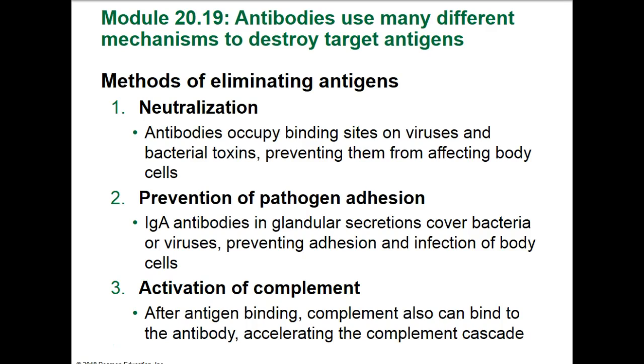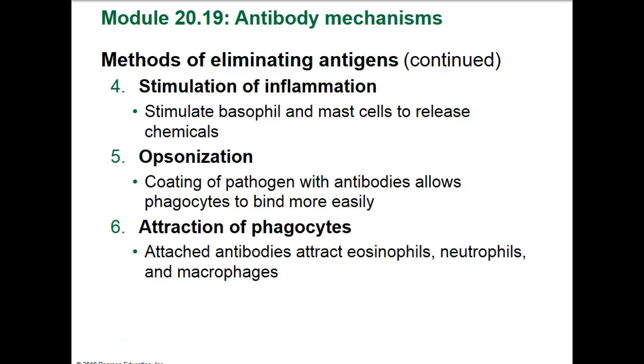Two, prevention of pathogen adhesion. IgA antibodies in glandular secretions cover the bacteria and viruses and prevent any adhesion to tissues or any of the cells. Three, activation of complement. That's that chemical cascade that basically perforates that foreign thing. Four, stimulation of inflammation. So the antibodies can stimulate the basophils and mast cells to release chemicals like histamine, leukotrienes, and other things that cause us all these other problems, but there's a reason.